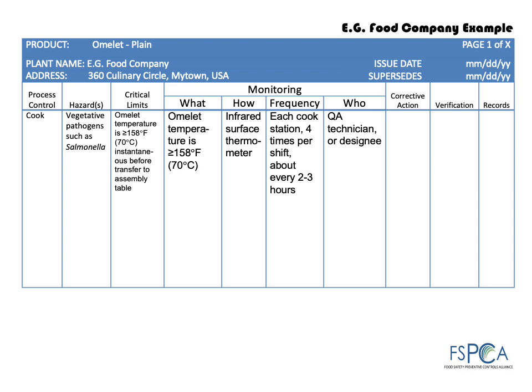As previously discussed, the critical limit for cooking the omelet was determined to be omelet surface temperature is equal to or greater than 158 degrees Fahrenheit, 70 degrees Celsius, instantaneous before transfer to assembly table. Several elements of monitoring are associated with this CCP. Each omelet is cooked individually.